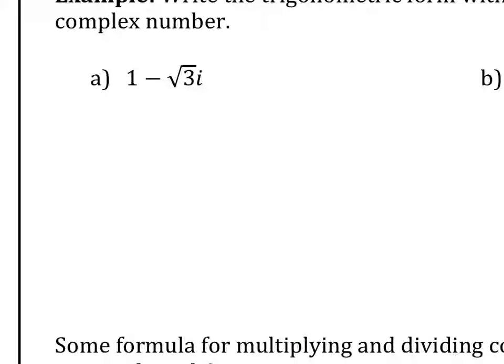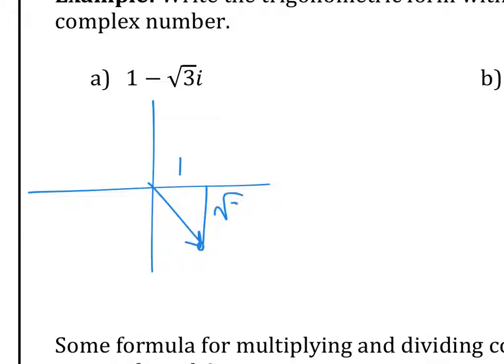Okay, first one. 1 minus square root 3i. So you want to graph it on the complex number plane to see what this vector is pointing to. 1, negative square root 3. 1 and then square root 3. All right, can you find r and theta? Yes, you can. You did it on the warm-up.